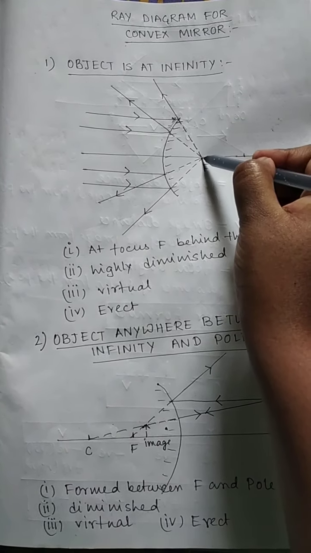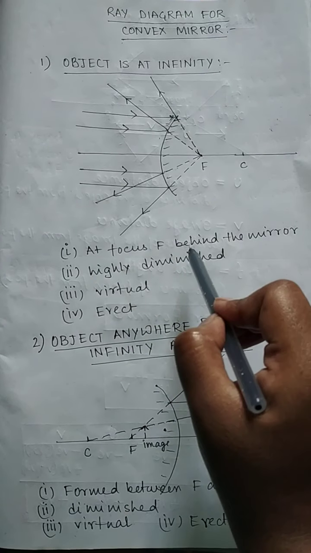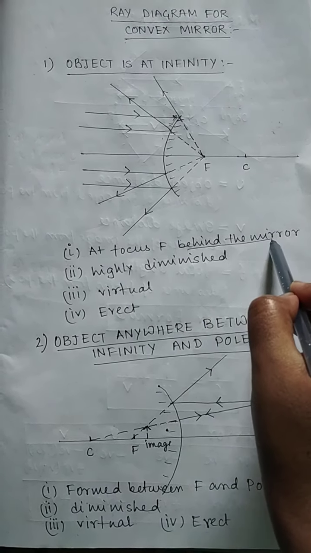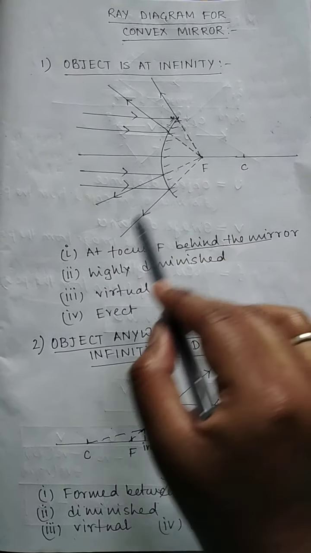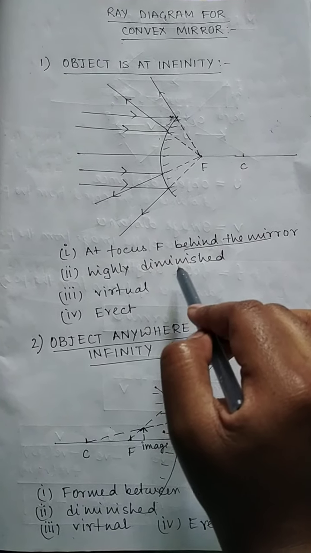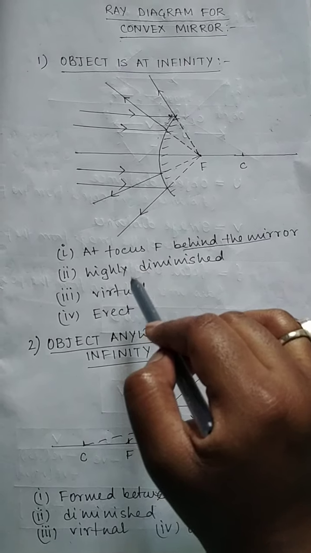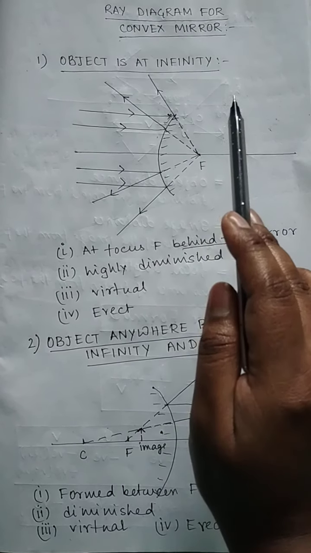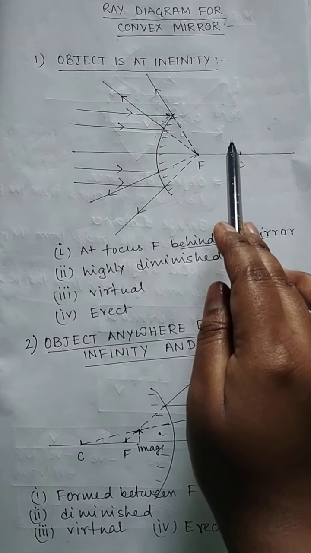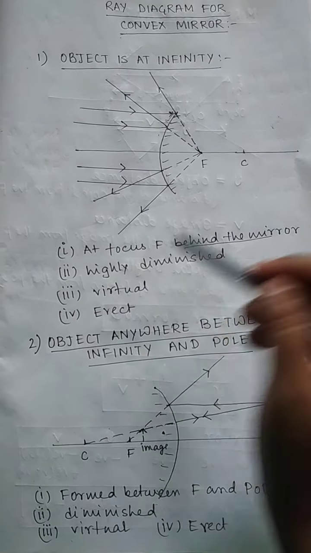Now let's see the characteristics of the image. Number one, it is formed at the focus behind the mirror. Very important, because the focus in the case of convex mirror is behind the mirror. Number two, it is highly diminished, that is very, very small. Number three, it is virtual. Why is it virtual? Because the image is formed behind the mirror, and if any image is formed behind the mirror, those images are virtual images. Number 4, it is erect.